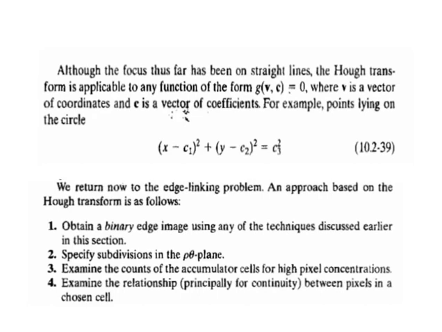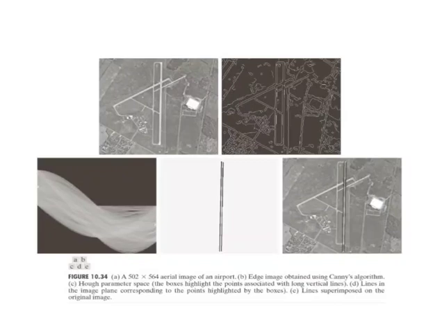First, obtain a binary edge image using any of the techniques discussed earlier in this section. Second, specify subdivisions in the p theta plane. Third, examine the counts of the accumulator cells for high pixel concentrations, and fourth, examine the relationship, principally for continuity, between pixels in the chosen cell. Continuity in this case is based on computing the distance between disconnected pixels corresponding to a given accumulator cell.